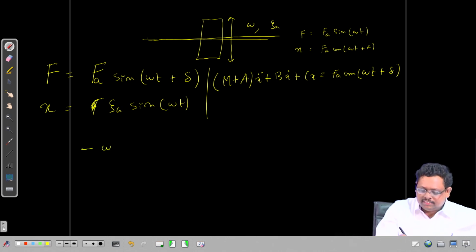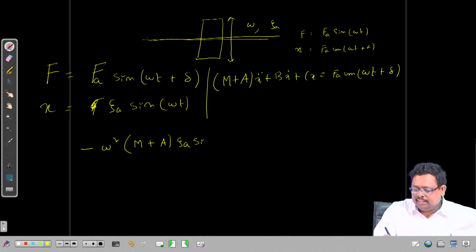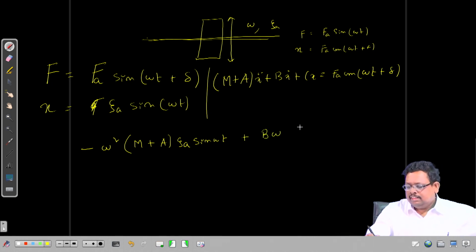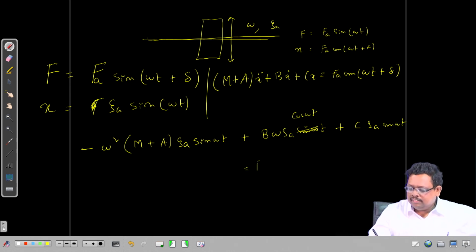So, it becomes minus omega square into (m plus a) into xi_a sin omega t, plus b into omega into xi_a into cos omega t, plus c into xi_a into sin omega t, is equal to f_a. Now, just break it: sin omega t cos delta plus f_a cos omega t into sin delta.